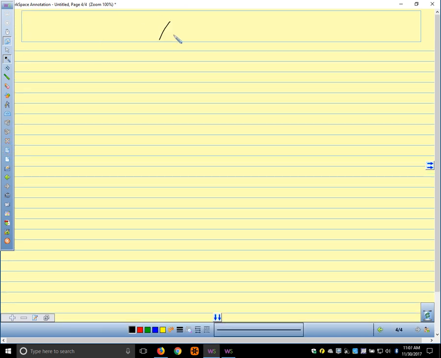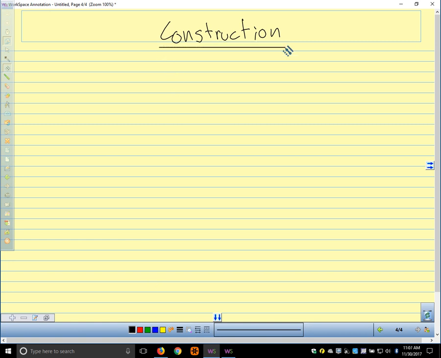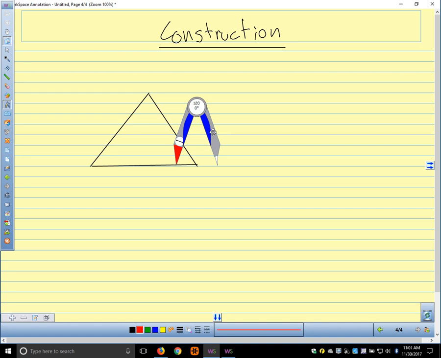All right, so our construction for that one. We have to bisect some angles this time. We've done our angle bisecting construction a few times. So I need to make this triangle kind of small. My constructions for this one don't turn out as well as the other ones.